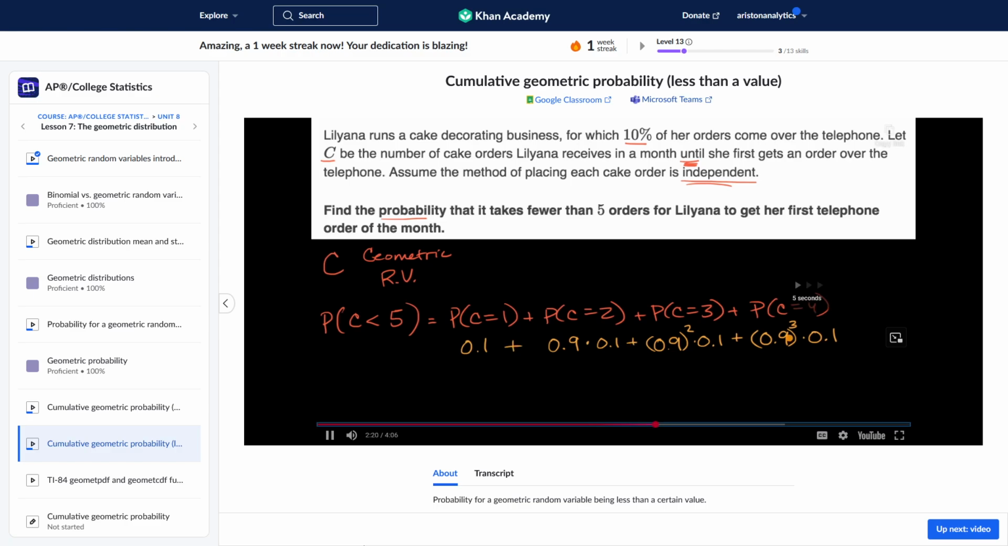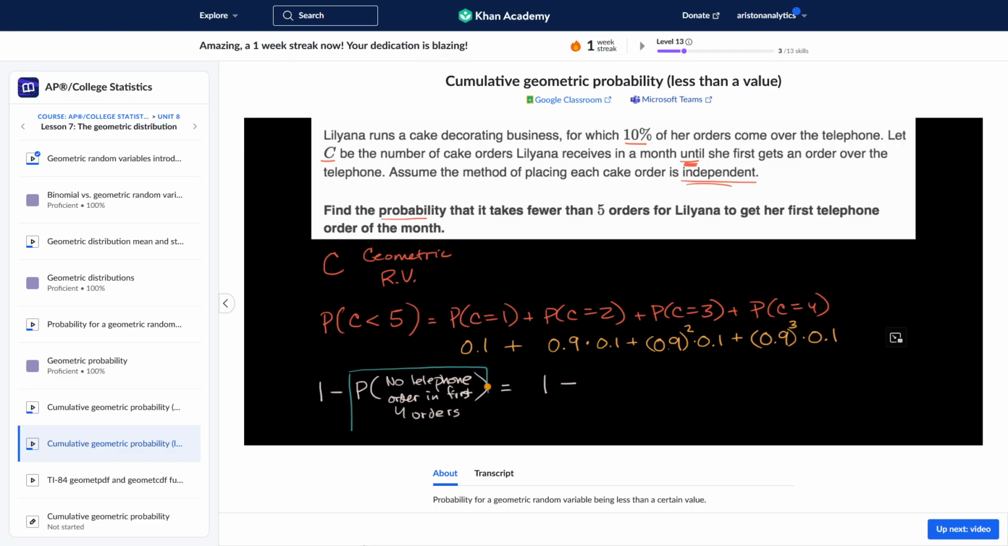We could get a calculator, but this is going to be equal to 1 minus the probability that we have no telephone orders in the first 4 orders. The probability on a given order that you don't have a telephone order is 0.9. If that has to be true for the first 4, it's going to be 0.9 times 0.9 times 0.9 times 0.9, or 0.9 to the 4th power. So this is a lot easier to calculate. Let's get a calculator out.